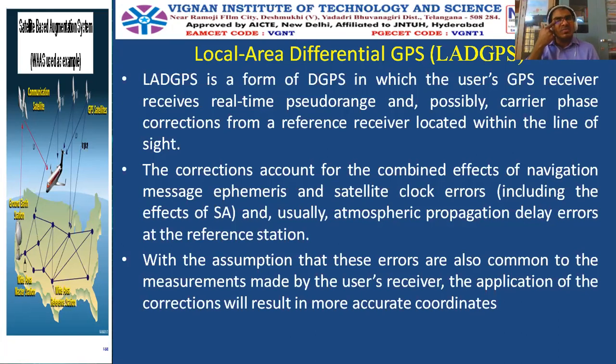So finally, ultimately, what are we doing in our navigation process? We are giving the coordinates of the user, x coordinate and y coordinate, of course, latitudes and longitudes. So we are exactly locating the user receiver where it is present. And these corrections are applied to the reference station, and the same corrections are applied to the user, so that we will get more accurate coordinates.